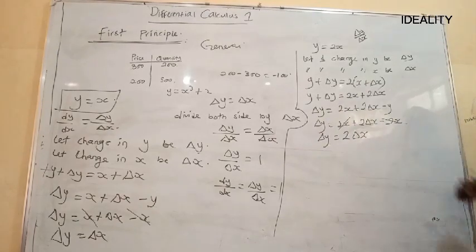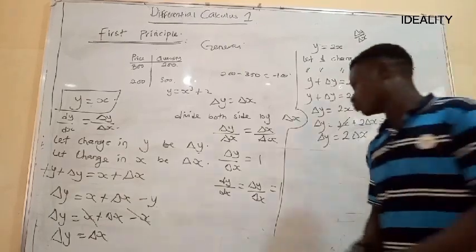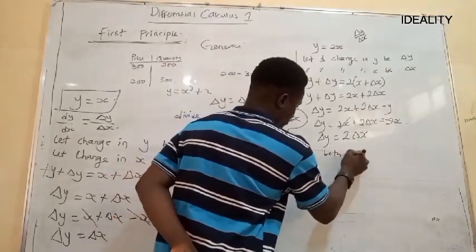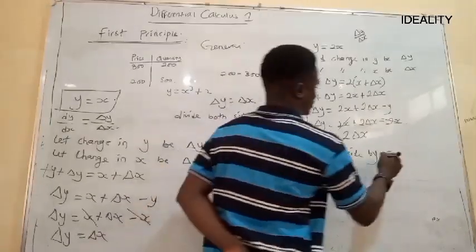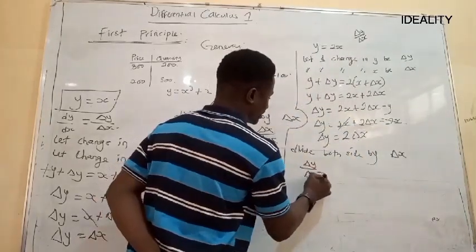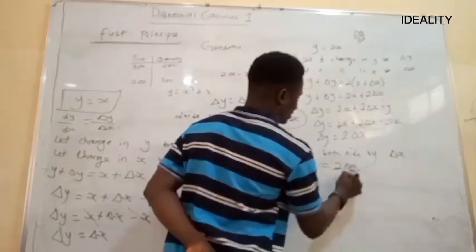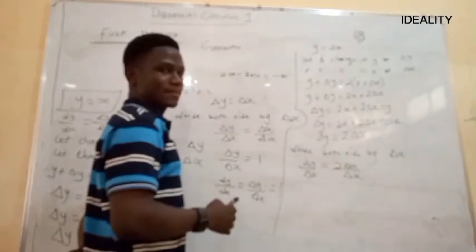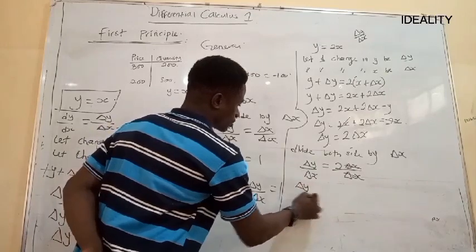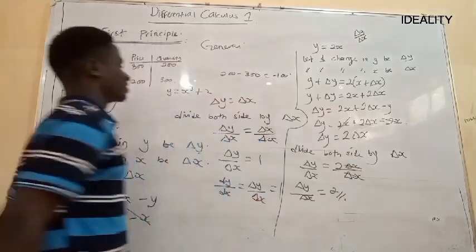Now in this situation, I want to look for theta y by theta x. Let me just divide both sides by theta x. So that we have theta y over theta x is equals to 2 theta x over theta x. So this cancels this. So I'm left with theta y over theta x is equals to 2. That's my final answer.